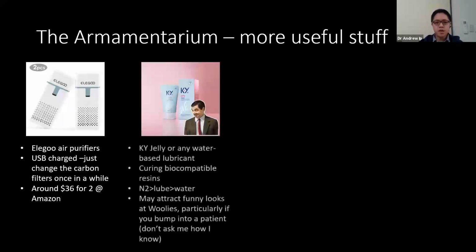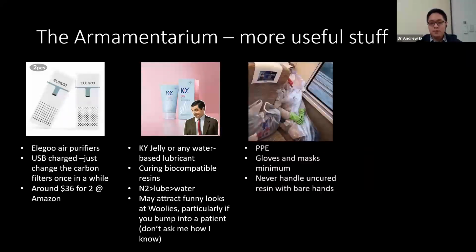Now, if you are curing any biocompatible resins, you really want to make sure that you don't have that oxygen inhibited layer. So ideally glycerin, which you can get from KY jelly or any water-based lubricant. If you're cheap, you can cure in water, but glycerin is pretty easy to get. If you do get them from Woolies, unfortunately they don't come in big vessels. So when you buy 5 packs of lube, you might get funny looks, and I have had funny looks given to me before from my patient, unfortunately, who saw me buy them.